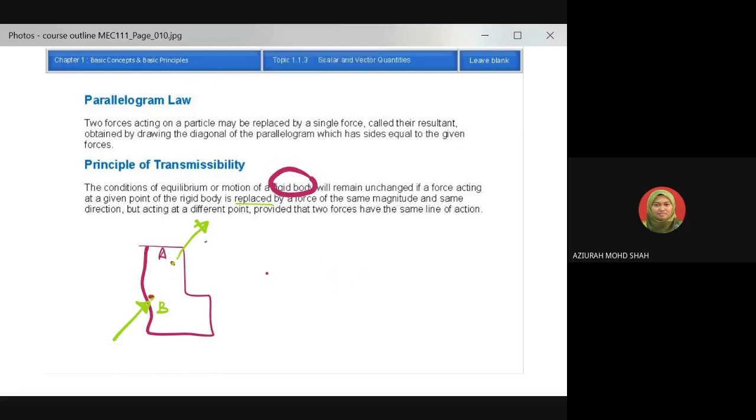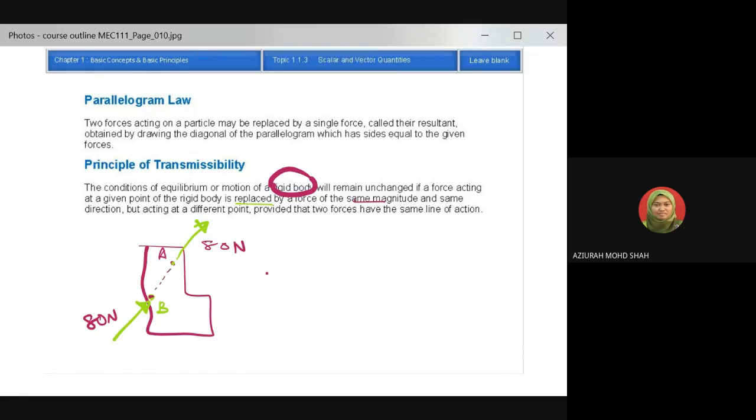Maksudnya sini katalah kita ambil tadi 80. I do not know why saya pilih 80. Saya pun tak tahu kenapa saya ambil 80 je ni. Saya pindahkan kat sini 80 Newton. Okay, syarat dia mesti sama magnitude, same line of action.